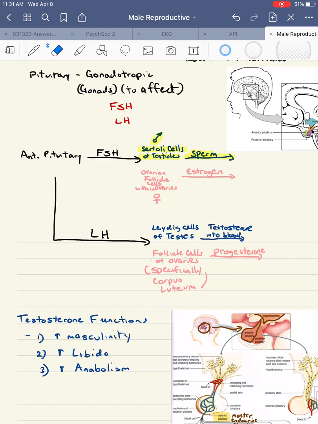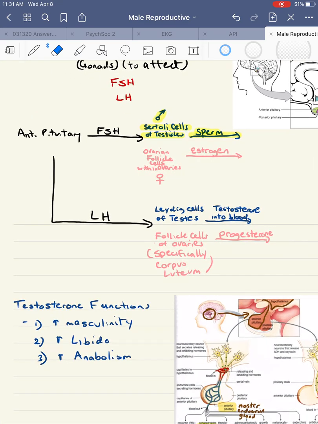Let me take a step back. The FSH will bind onto some organ and it's going to cause the release of some other chemical before there's actually a major physiological endpoint effect. In other words, FSH causes the Sertoli cells of the testicles to release sperm. FSH causes the ovarian follicles to release estrogen.